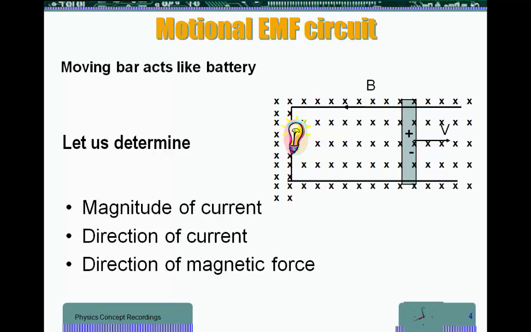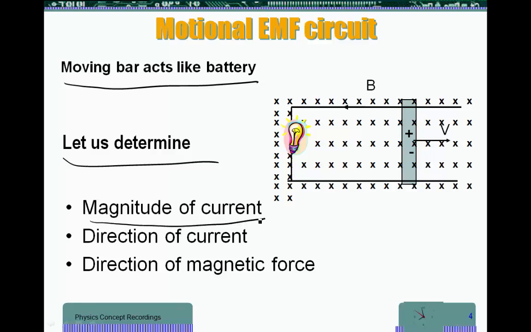Now, if we have accumulations of charges, that leads us to think that the bar is going to act like a battery. So we need to determine what's the current that's going to be due to a moving bar, what's the direction of the current, and this is an additional thing. If there is any magnetic force, what's the direction of the magnetic force?